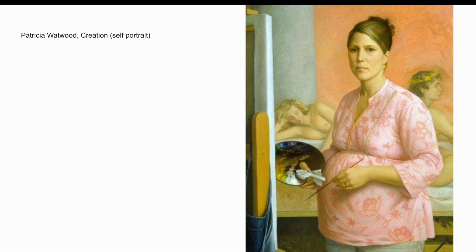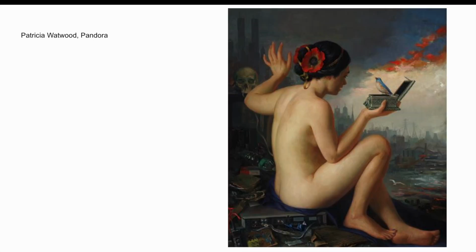I thought this was interesting because there's the obvious, okay, this woman is pregnant, but you can also see she's got her palette and paintbrush in her hands. She's also a creator in the fact that she's an artist, and you can see the nude models behind her that she paints from. So it has more than one meaning in this self-portrait as an allegory of creation.